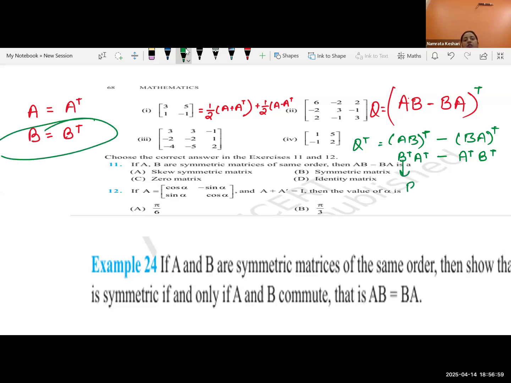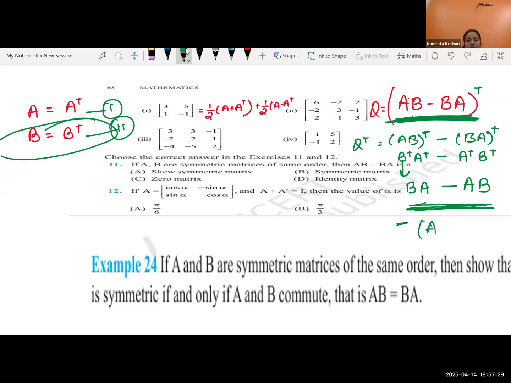Here, B transpose and B are the same, so even if we replace B transpose with B, it's okay. If we replace A transpose with A, it's okay because A and B are symmetric, right? Yes, ma'am. Now A transpose can be written as A and B transpose can be written as B. So when we found the transpose of AB minus BA, the original matrix, we got BA minus AB.